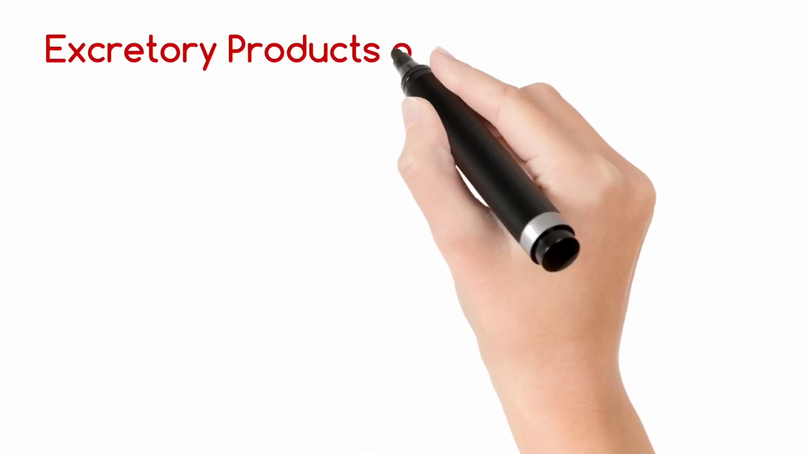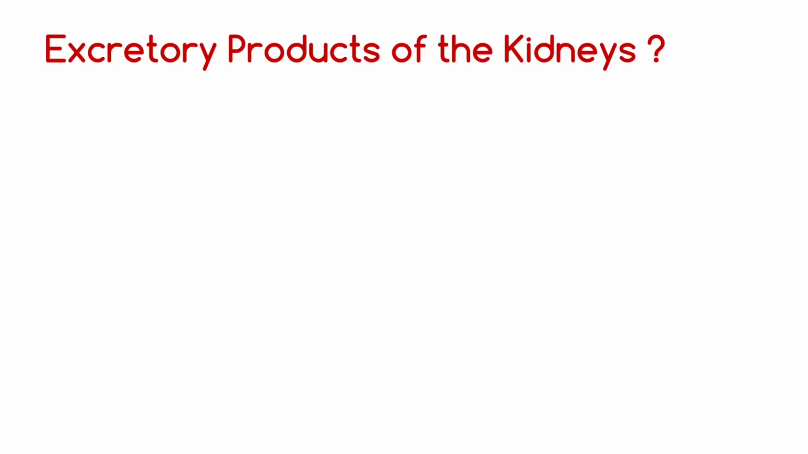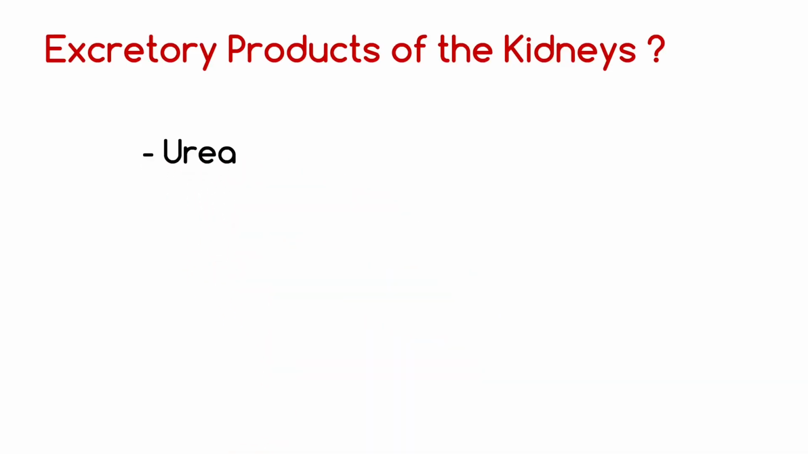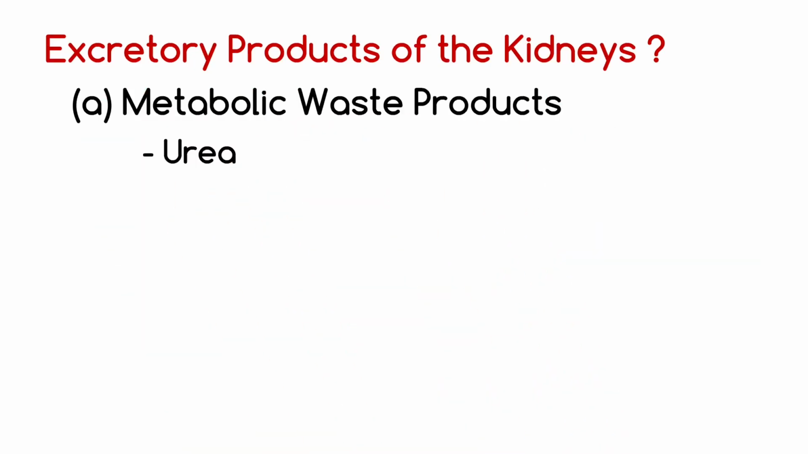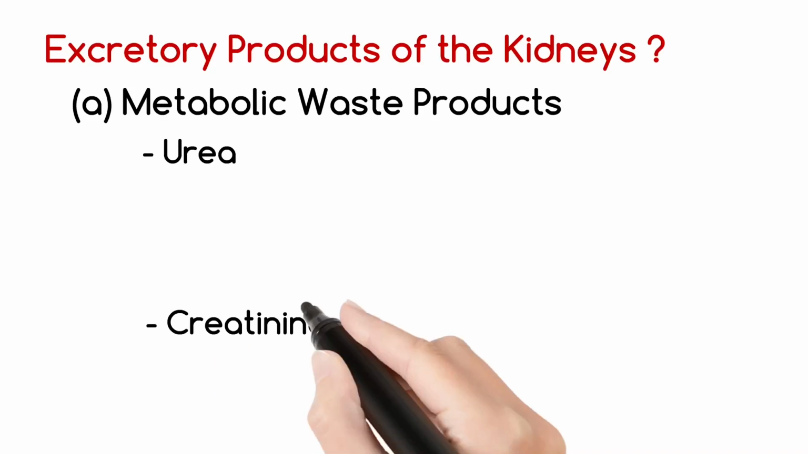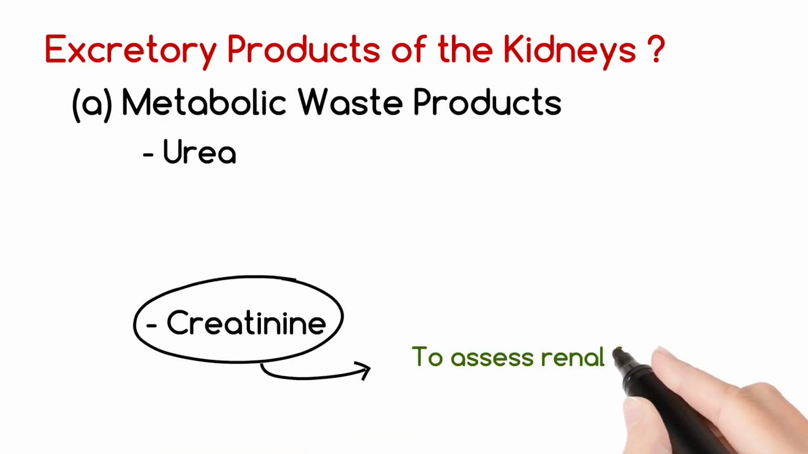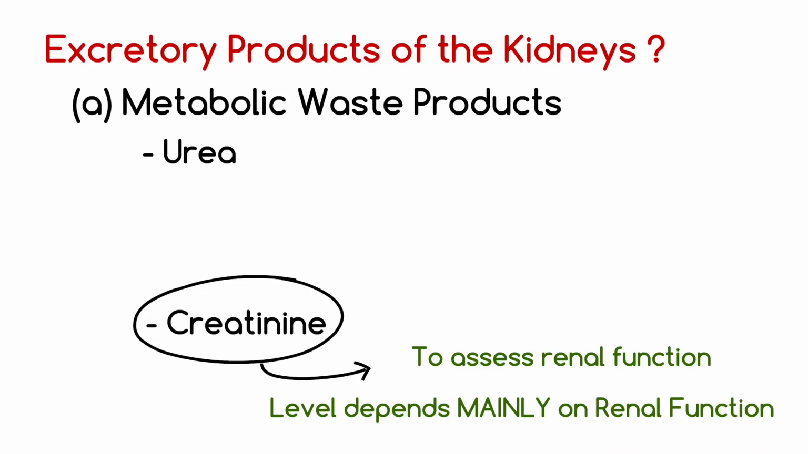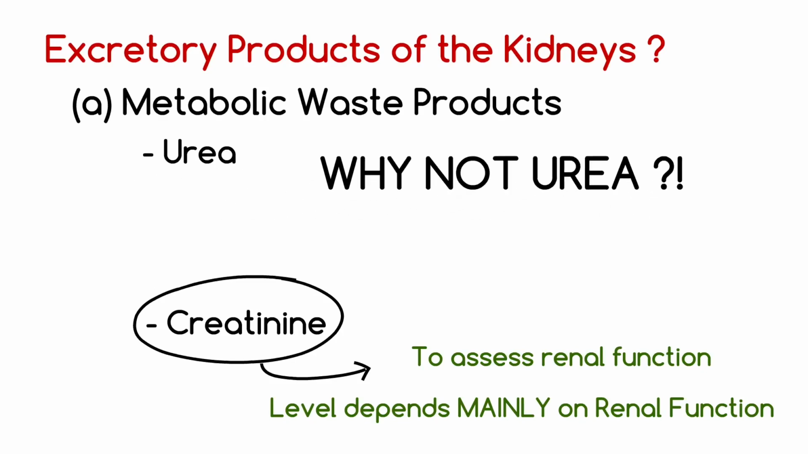The moment we hear the word kidneys, some of the words that come across our minds are urine, or even bathroom, or urea, which is one of the metabolic waste products excreted by the kidneys. Another is creatinine, which is the standard for assessing renal function, and that is because its level depends mainly on renal function. Now comes the famous question, why not urea?